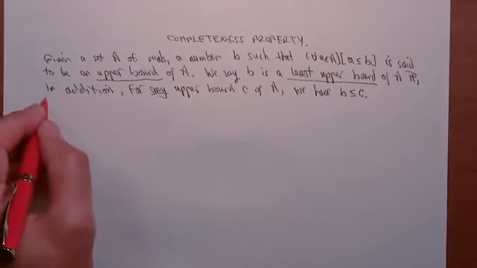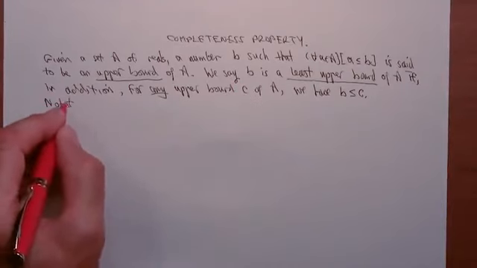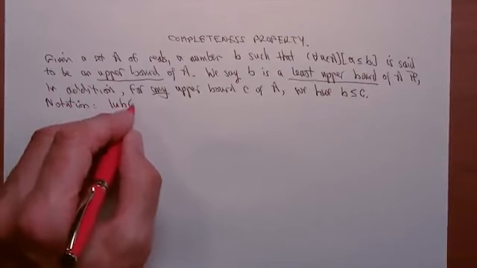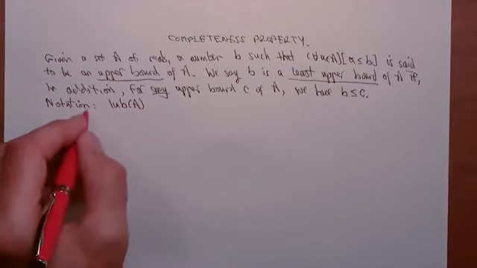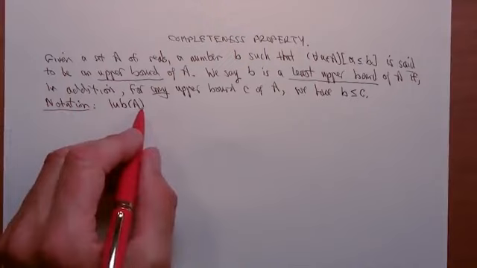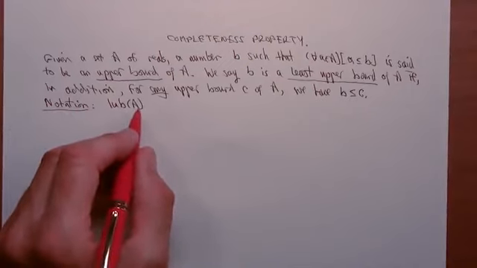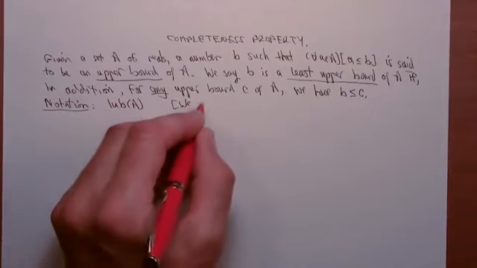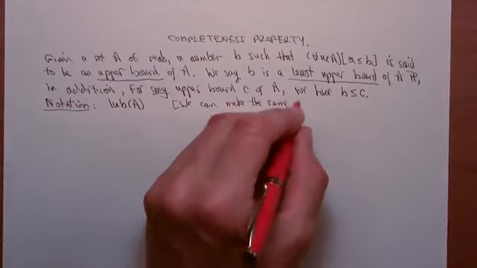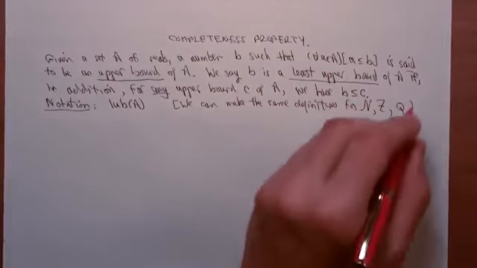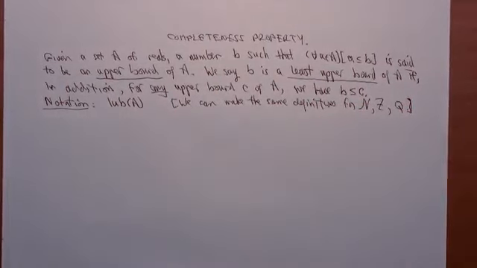The notation we use for least upper bounds is this, least upper bound of A. So the notation for the least upper bound of a set A is lub A. Let me make a note. We can make the same definitions for N, for Z, and for Q.